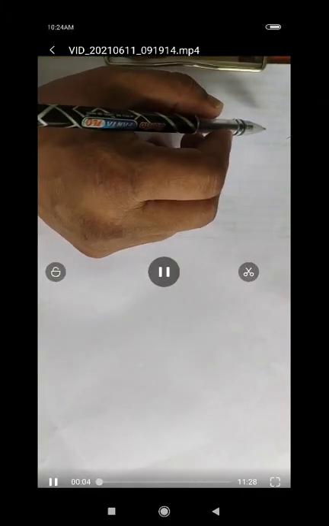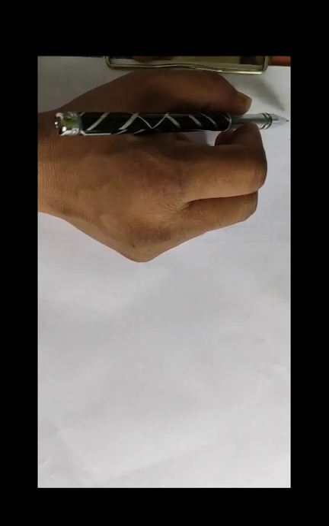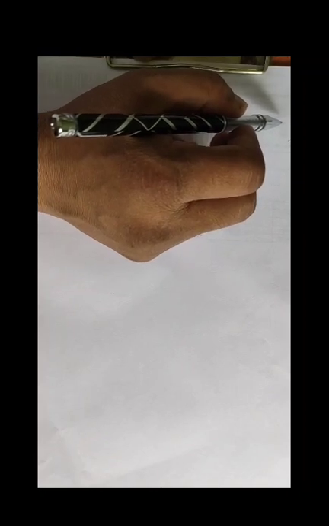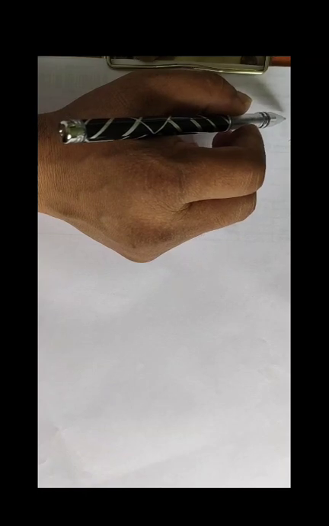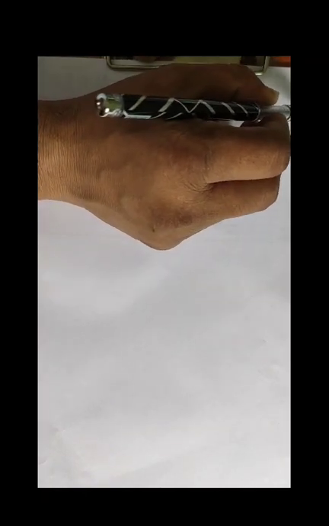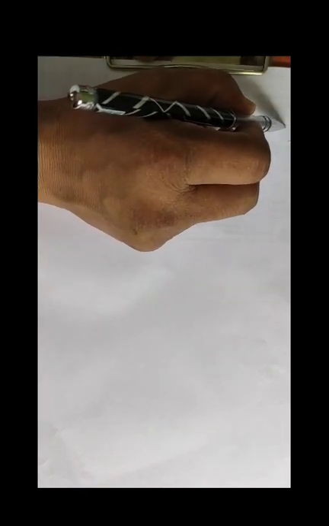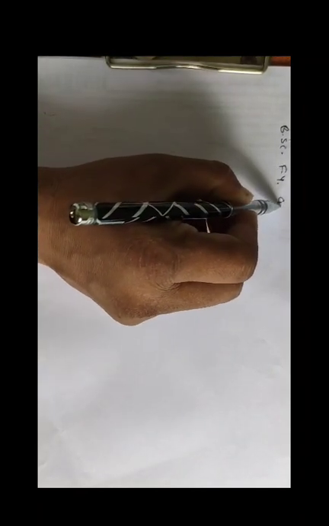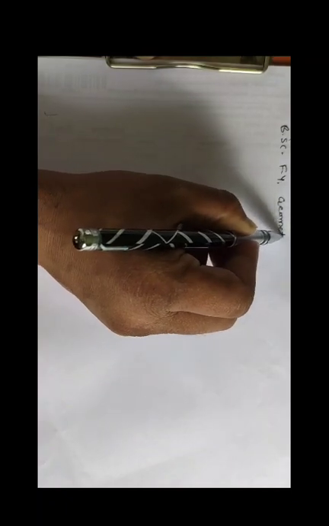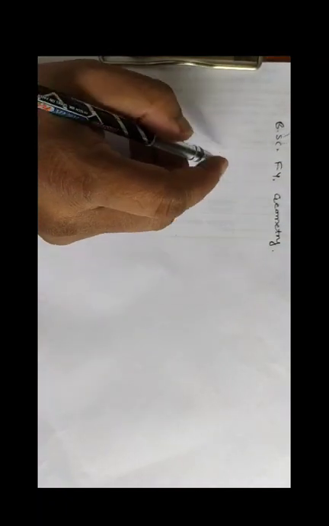This is a lecture for BSc first year students. In the last lectures, we have already discussed what is meant by projection of a point and projection of a line. Today we discuss one example. This is for BSc FY and the paper is geometry.